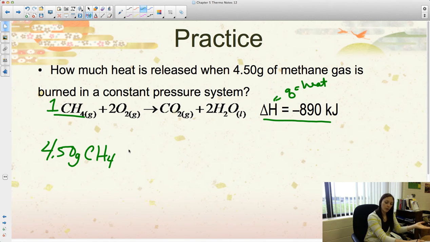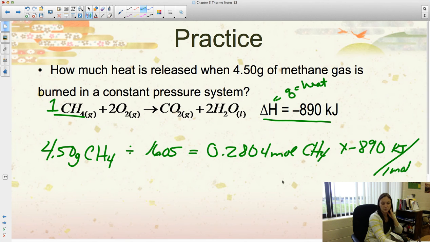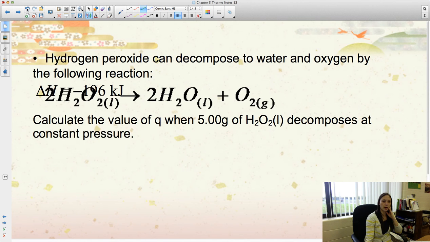So I need to know how many moles this is. So 4.5 grams divided by my molar mass, which is 16.05, and that's going to be 0.2804 moles of CH4. Since that's how many moles I have there, okay, I'm just going to take that times negative 890. That's how many kilojoules are in 1 mole, which means for the amount that I have then, I'm going to have negative 249.5 kilojoules. All right, let's try one more problem.